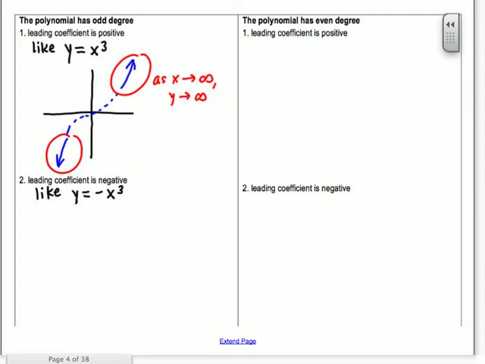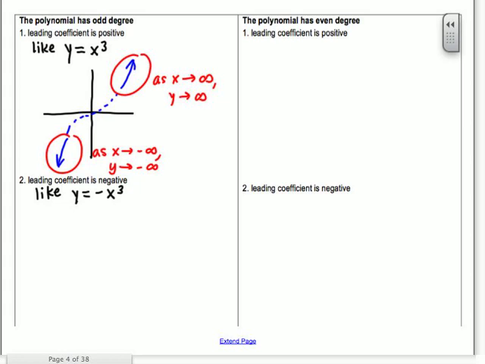Okay, for the other one, I say as x goes to negative infinity. So that means as I go to the left, as my x values are getting negative. So what's happening to y values? They go down, right? So the y values are getting negative. So we say y goes to negative infinity. Make sense? Okay, so let's talk about the other one.